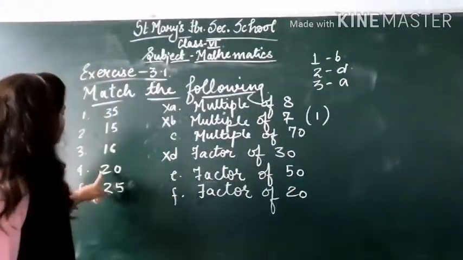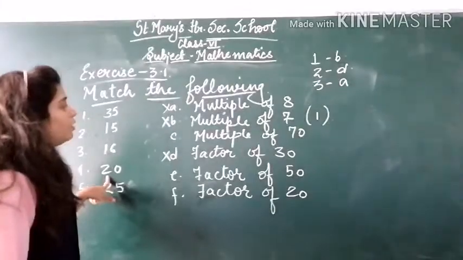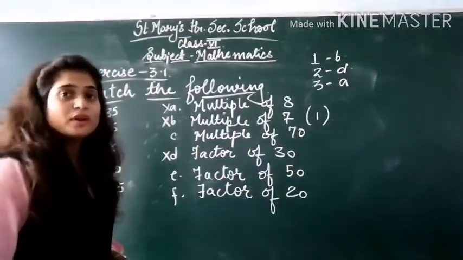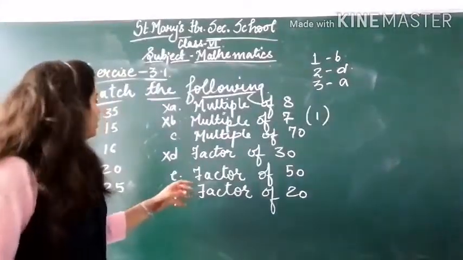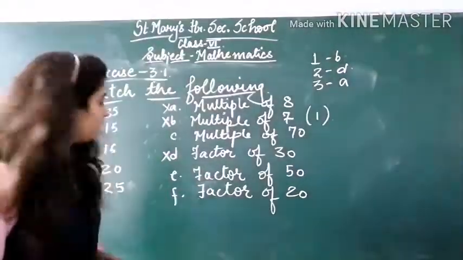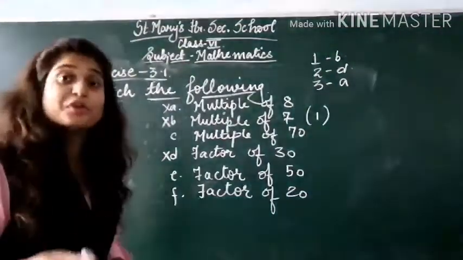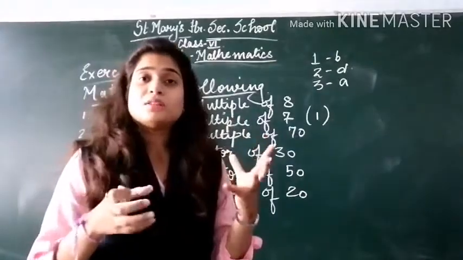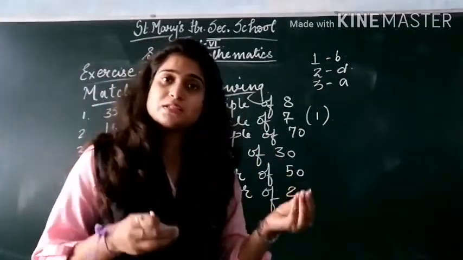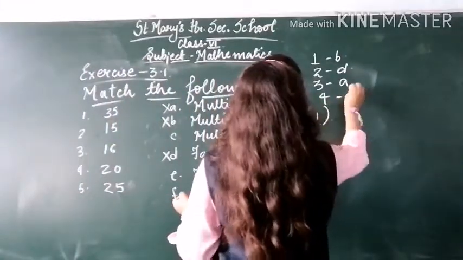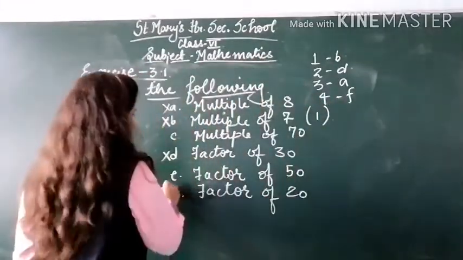Now fourth question, 20. We have to see, is 20 a multiple of 70? No, 20 is not the multiple of 70. Factor of 50? No, 20 is not the factor of 50. Factor of 20? Yes, 20 is a factor of 20, which means the given number is the factor of itself. So it is correct. Fourth is F.